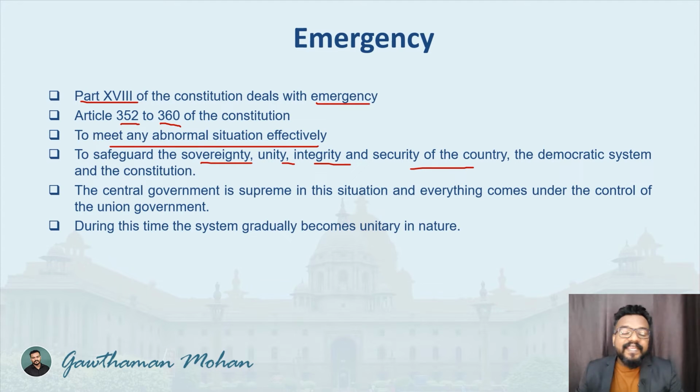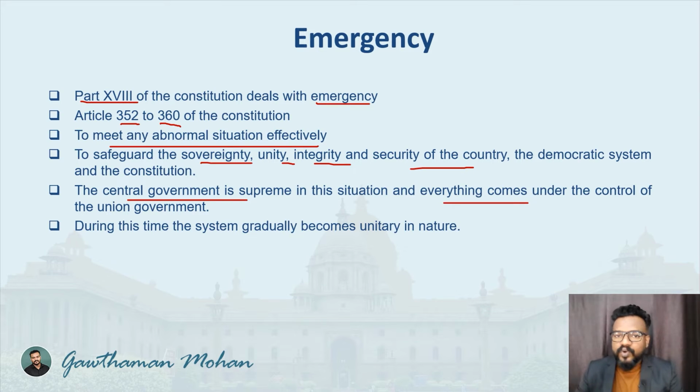So why do we declare emergency? That is also a question. First, to safeguard the security, sovereignty and unity of the country. That is very, very important. And apart from that, to meet abnormal situations in an effective manner. That is the main crux, or the essence, of declaring emergency in a particular state. During the time of declaring emergency in a state, the central government becomes supreme. In this situation, the central government will get more powers and become more supreme in nature, and everything comes under the control of the union government.